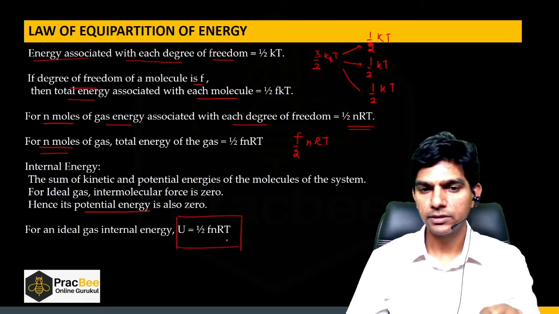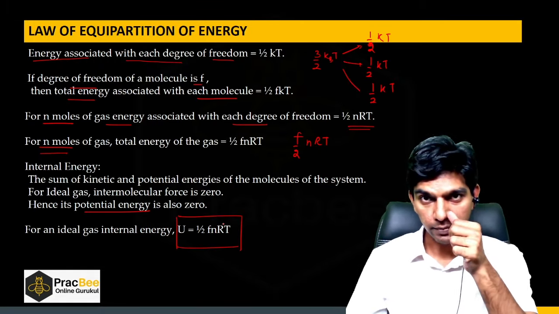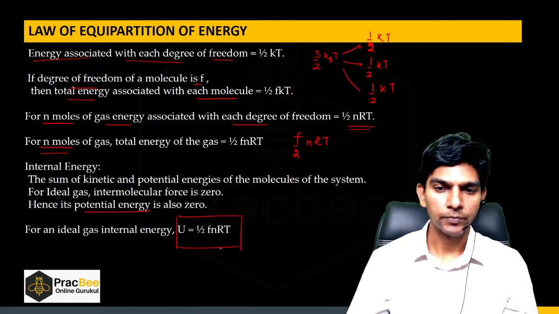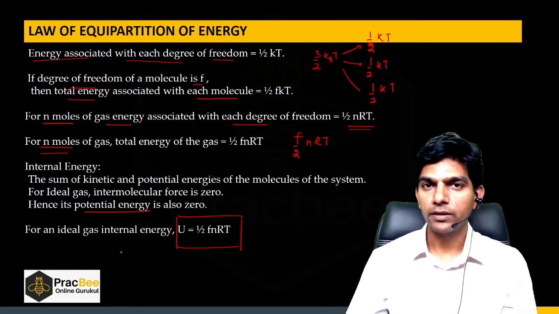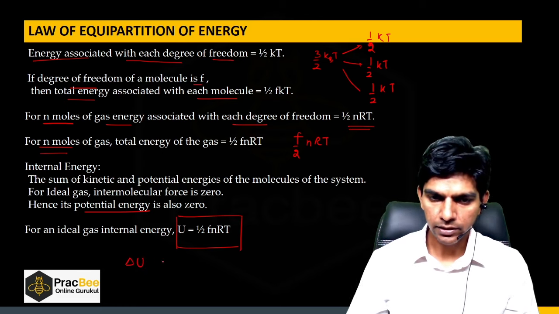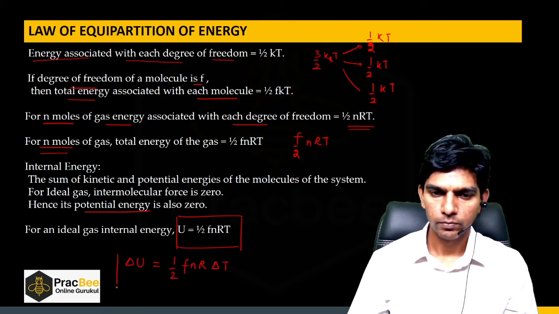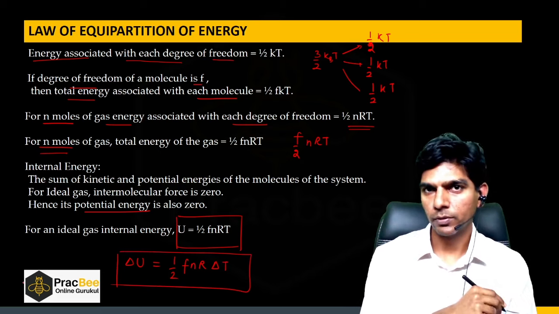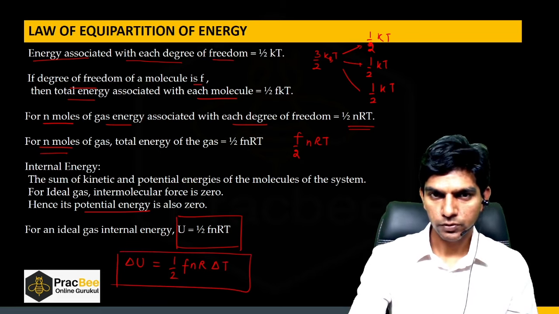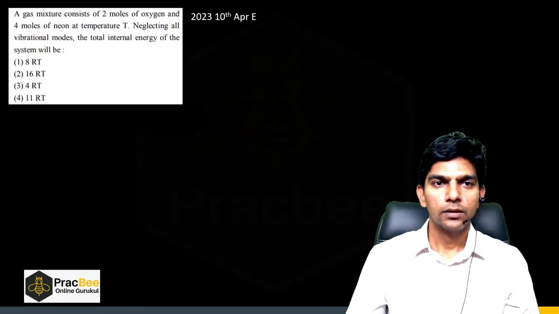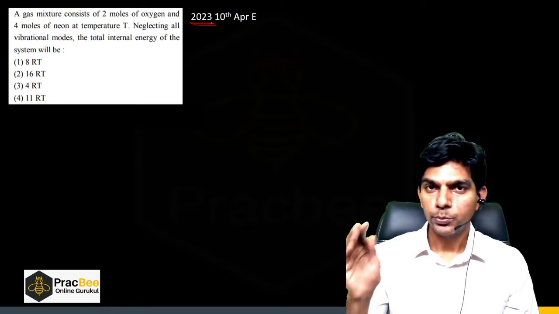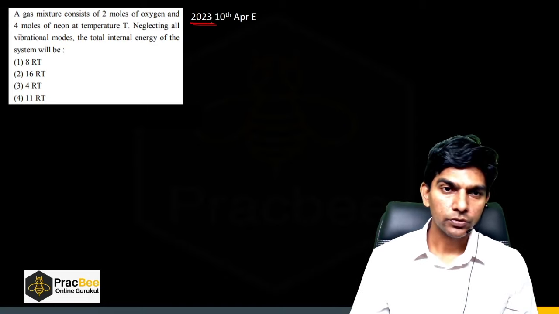Now we'll discuss problems based on the same concept, U equals F by 2 nRT. If you want to find the change in internal energy, that is delta U, it will be half F n R delta T. Do remember these formulas. Now let us see the types of questions which were asked in JEE Mains. It was asked in 2023. Pause the video and try to solve this question on your own.